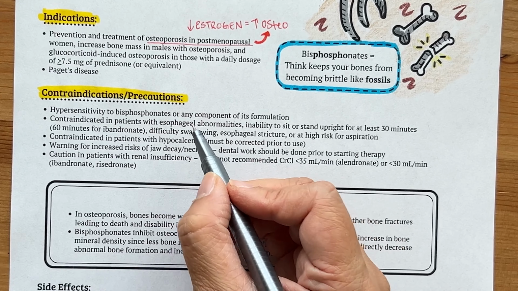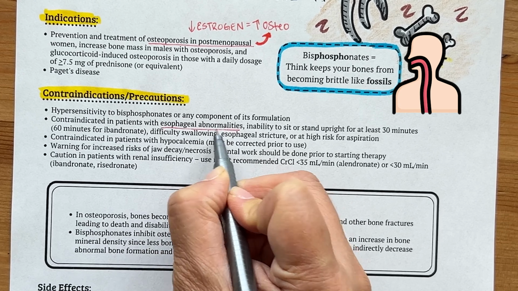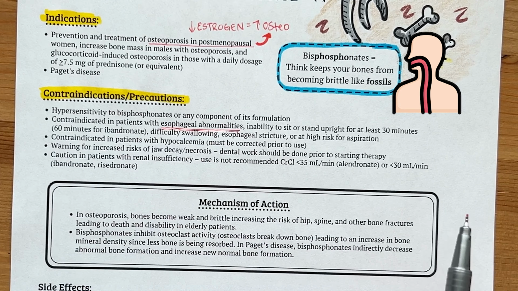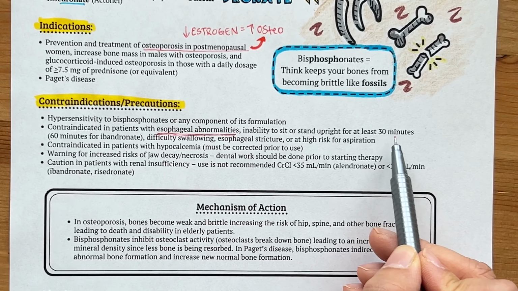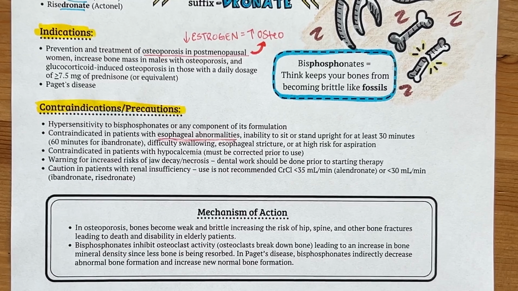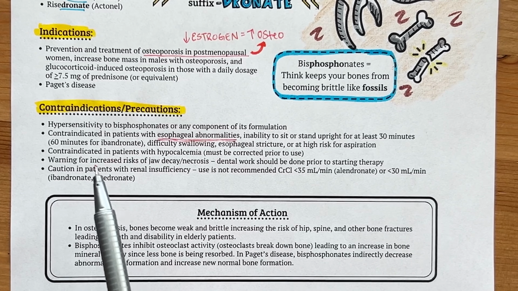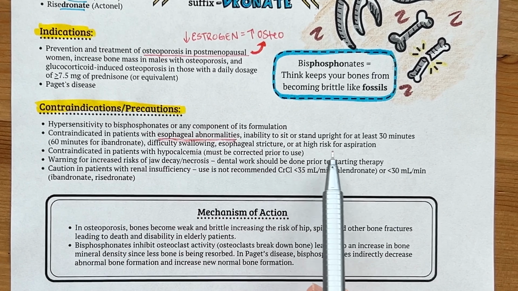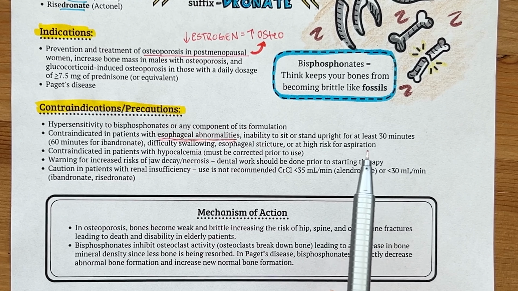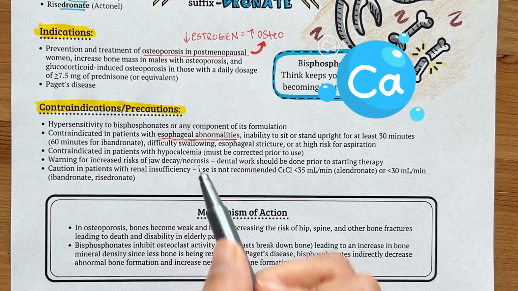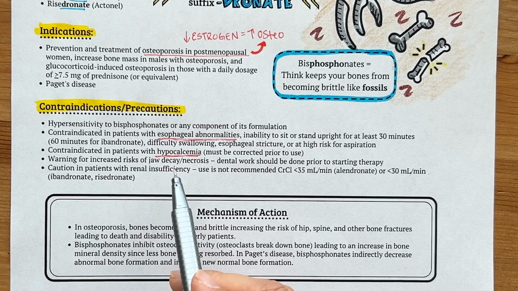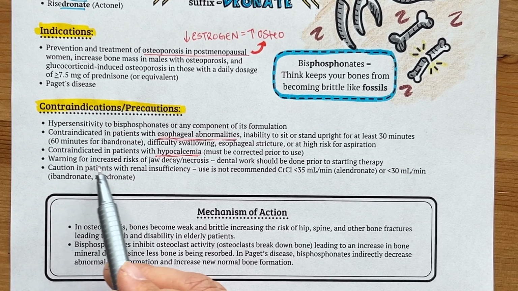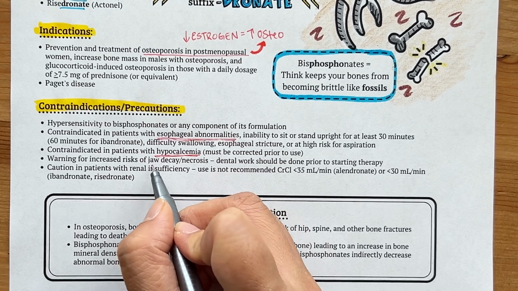Since this class of drugs can cause esophageal irritation and/or ulceration, it should not be used in patients with esophageal abnormalities or who are unable to sit upright, have difficulty swallowing, or have an esophageal stricture, or at high risk for aspiration. By preventing bone breakdown, bisphosphonates decrease the amount of calcium that is released from the bone into the circulation, leading to hypocalcemia. Therefore, it is important to correct hypocalcemia before use.